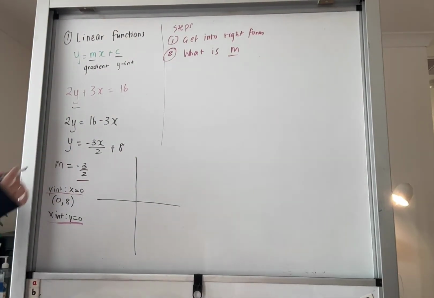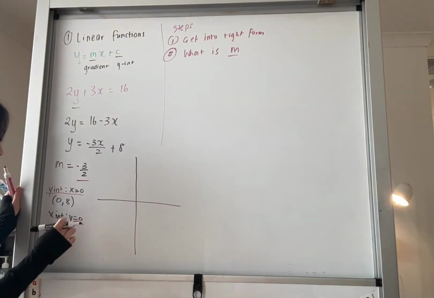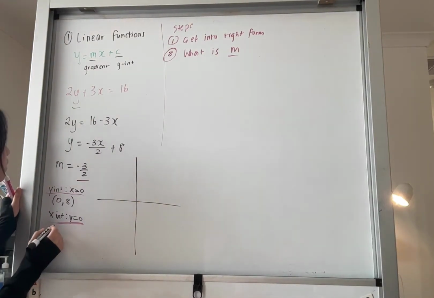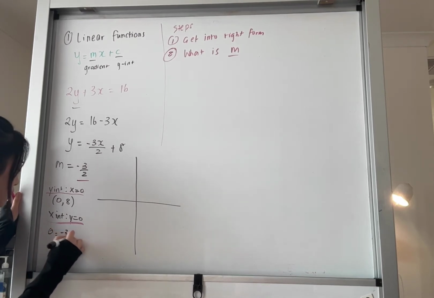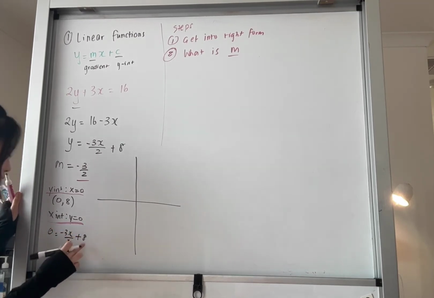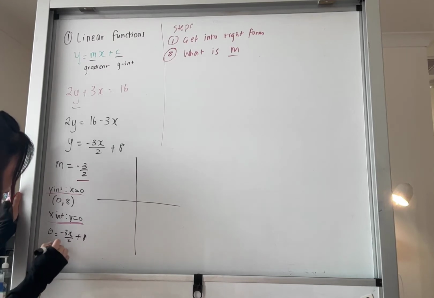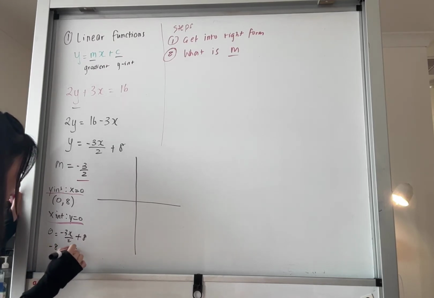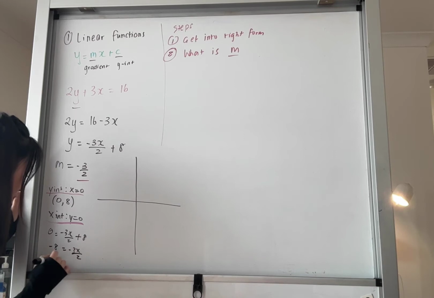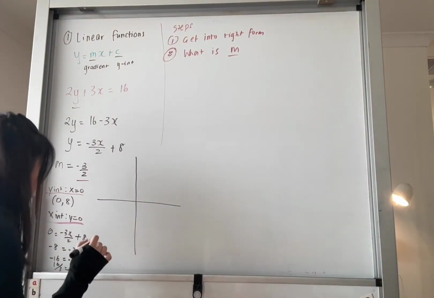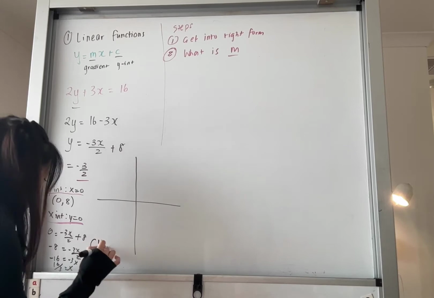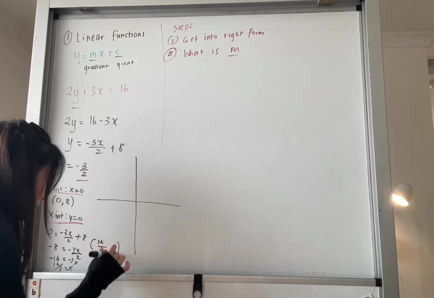Once you get your x-intercept, you have to make the equation equal to 0. So what I like to do is 0 equals negative 3x over 2 plus 8. Now rearrange, you get negative 8 equals negative 3x over 2. That's negative 16 equals negative 3x. 16 over 3 equals x. Okay, that is your x-intercept. I'll write down the coordinate as well, because sometimes people get confused with coordinates.